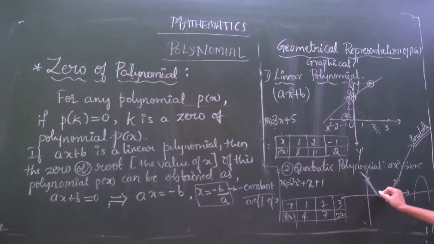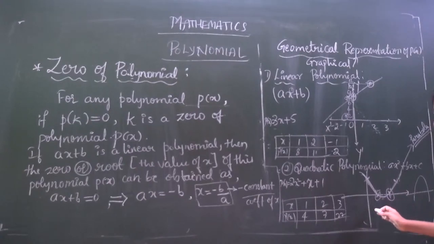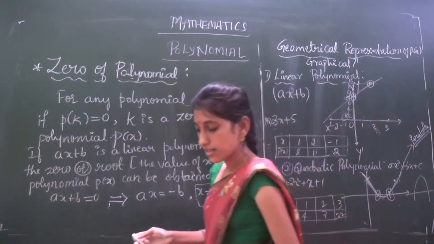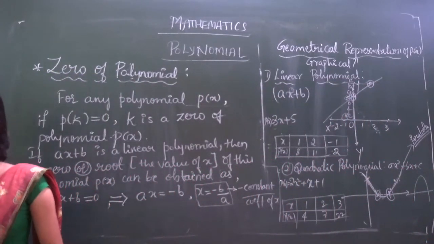That means the curve where it cuts on the x-axis, the point where the curve cuts the x-axis, that is very important. So that is called the roots of that, or the solution of that, or the zero of that. How many zeros are there here will depend on this only. Okay, in detail we are going to study in the next classes.